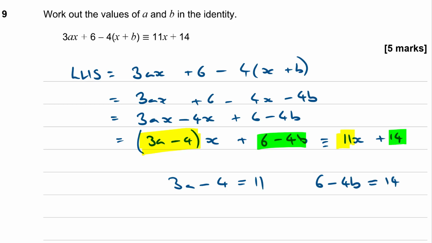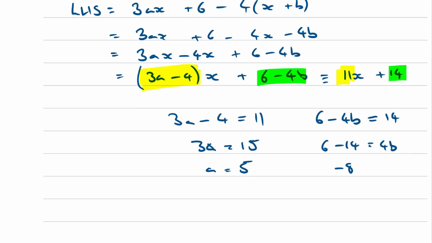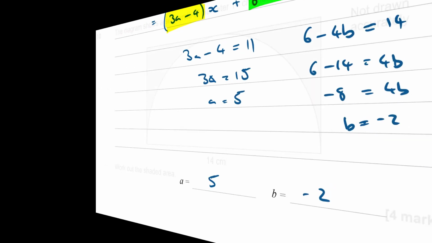Well, they're each linear equations, so I can solve both and find an a and then b, can't I? So 3a is equal to 15, making a equal to 5, or 6 minus 14 equals 4b. So minus 8 equals 4b, making b equal minus 2. So b is minus 2 and a is 5.